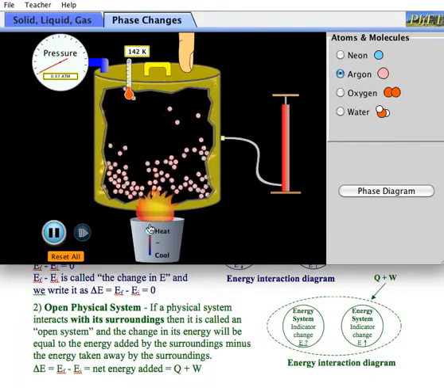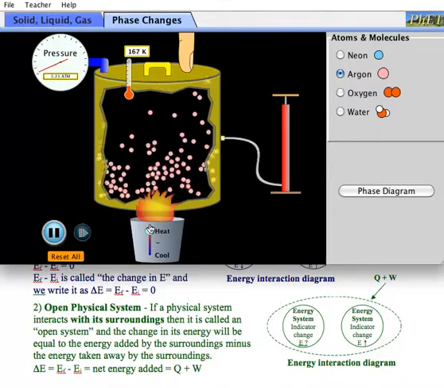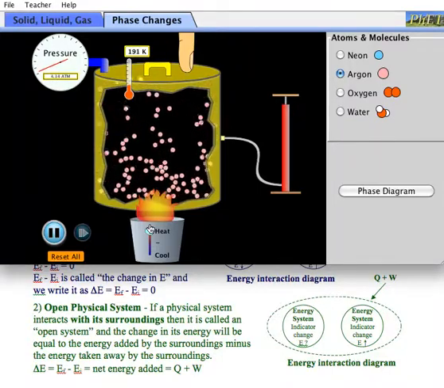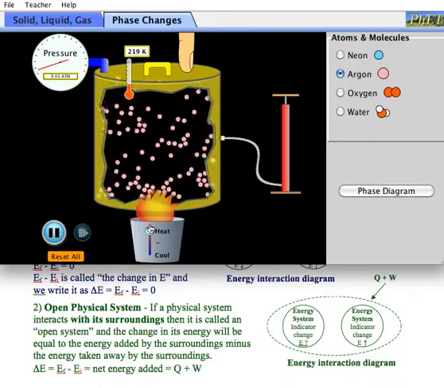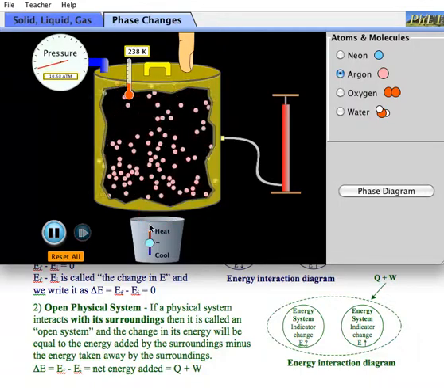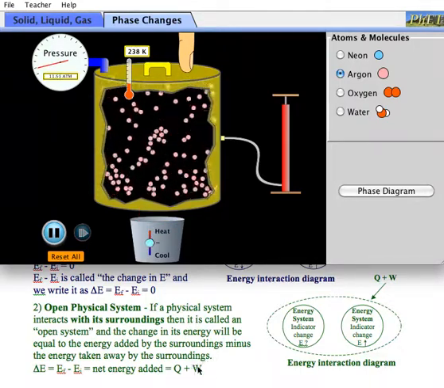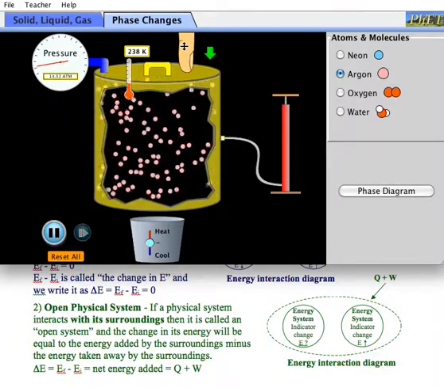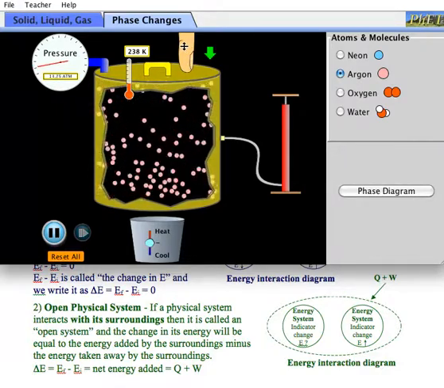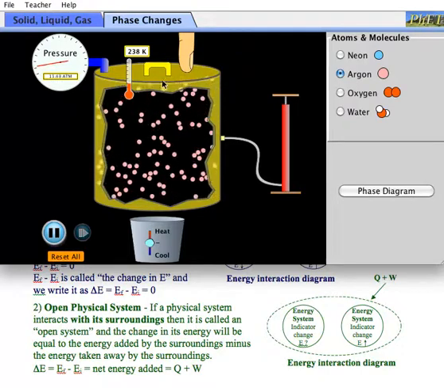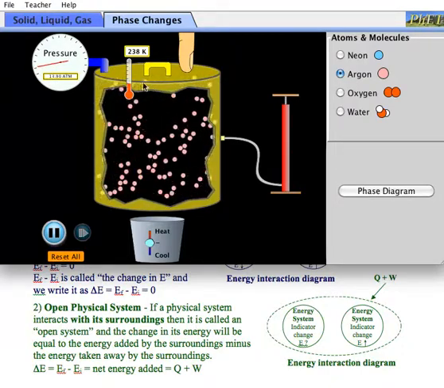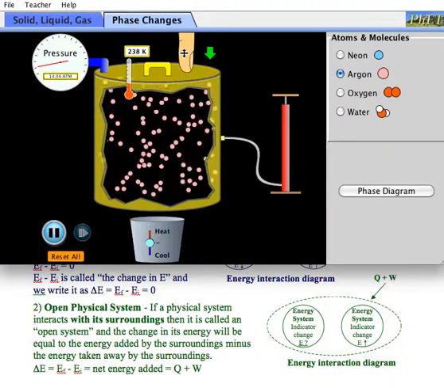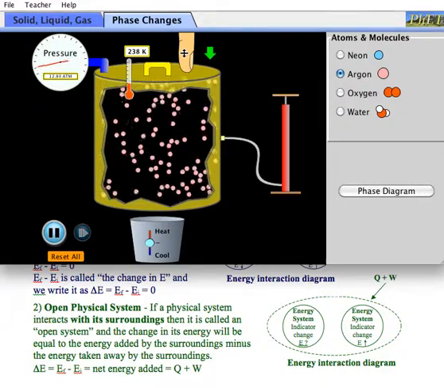I'm going to heat this argon up to make a gas. I'm going to boil, in other words, the liquid, and turn it into a gas. Just to show you what work is. Work is a different kind of energy transfer. It's the kind that happens when you change a macroscopic variable. For instance, there's a volume to this container. I can change the volume by pushing down on it.